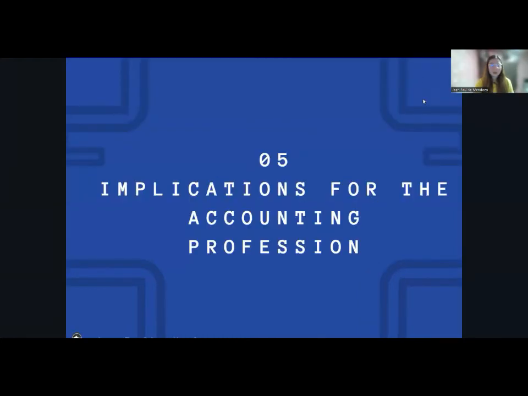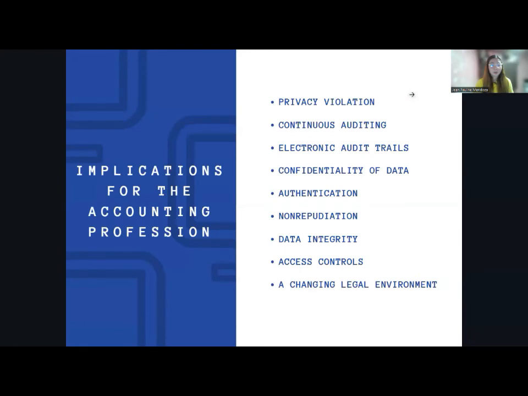So this is the last topic for this chapter, implications for the accounting profession. These are the following implications for the accounting profession: privacy violation, continuous auditing, electronic audit trails, confidentiality of data, authentication and repudiation, data integrity, access controls, and a changing legal environment.